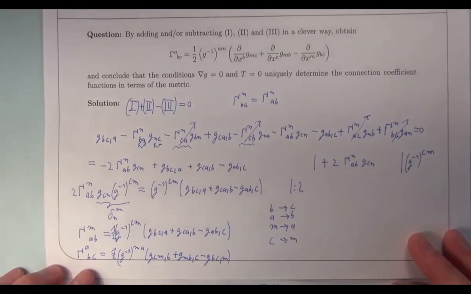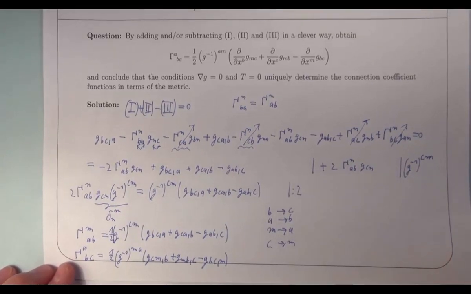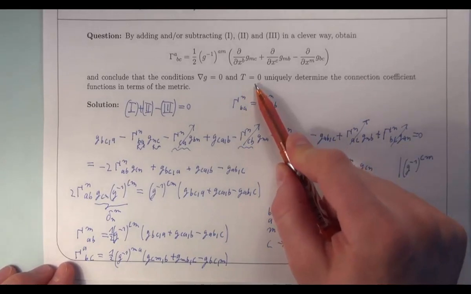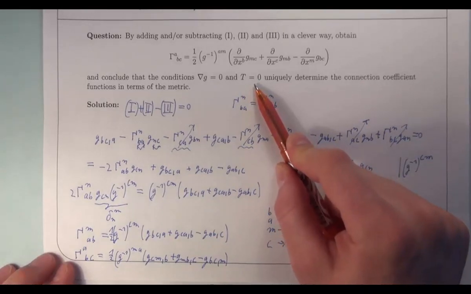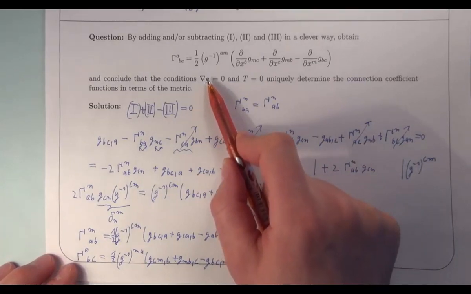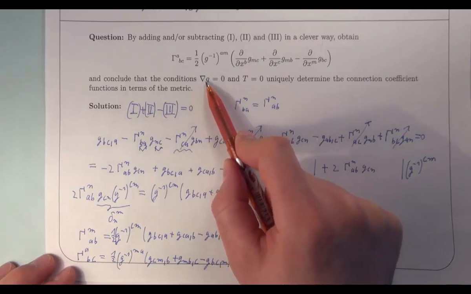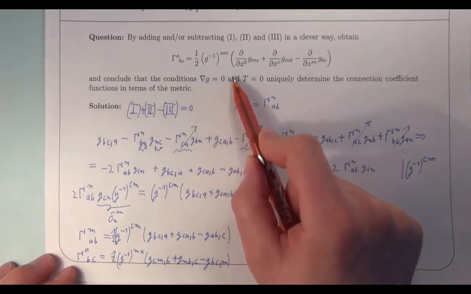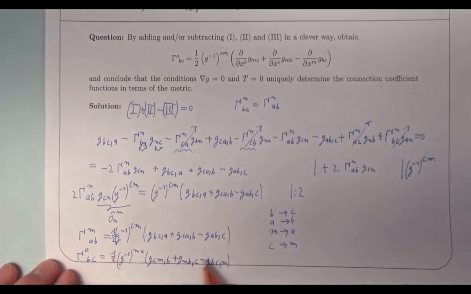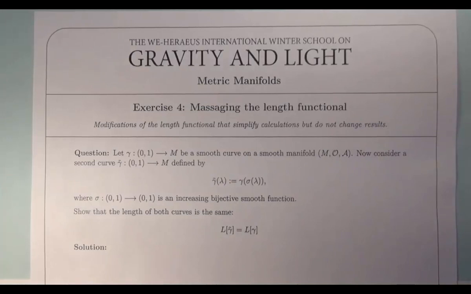Therefore, this problem is finished, and we see that from the condition that we have a torsion-free affine connection, and we also have the compatibility criterion that the covariant derivative of g with respect to any vector field is zero, yields directly the connection coefficients of the Levi-Civita connection. We continue with exercise 4 on metric manifolds.